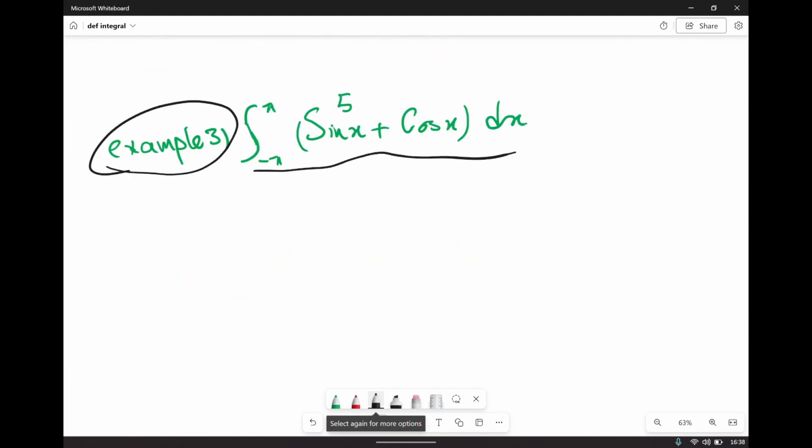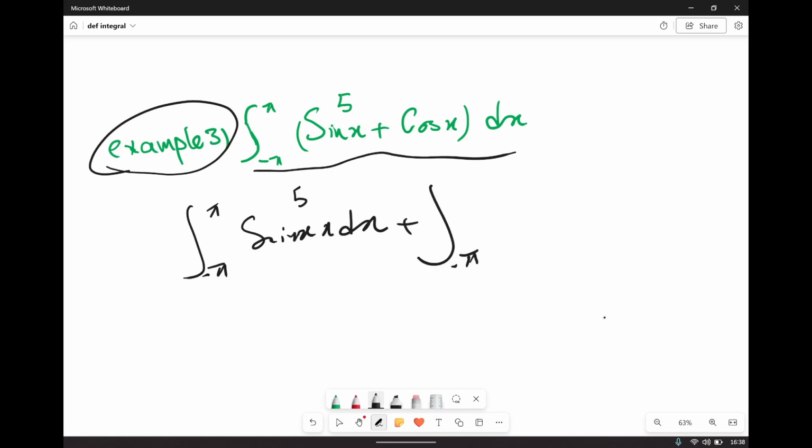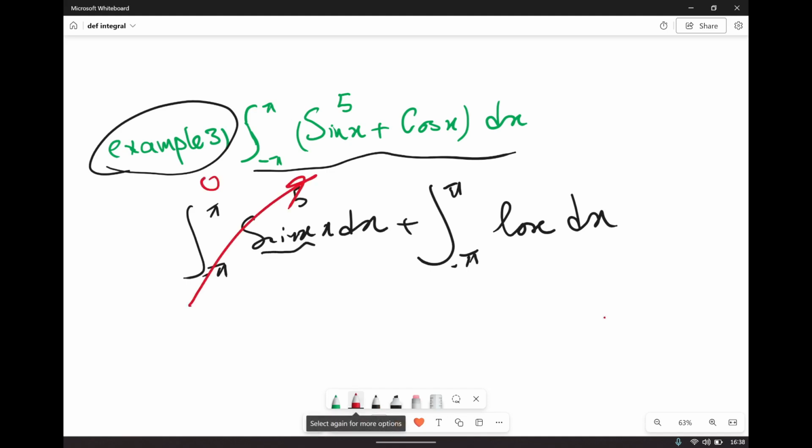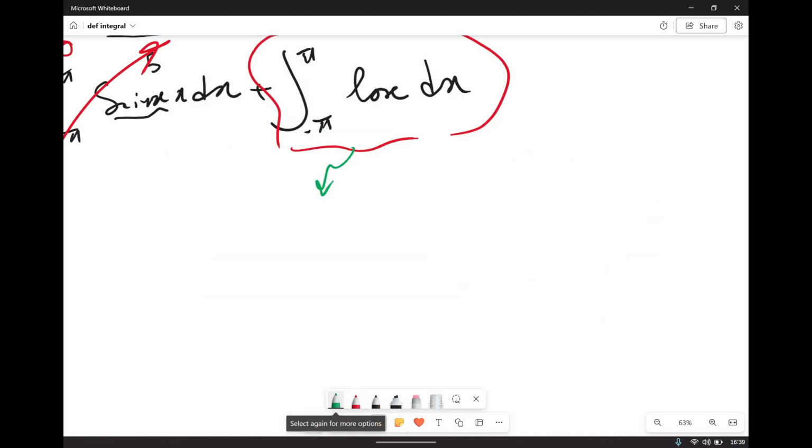Wow, now question 3. We're going to calculate this integral. At first I split it into two integrals: the integral of sine x to the power 5 times x dx plus the integral of minus pi until pi of cosine x dx. The first is an odd function and the answer is 0. But about the second, guys, I'm going to calculate it in a genius way.